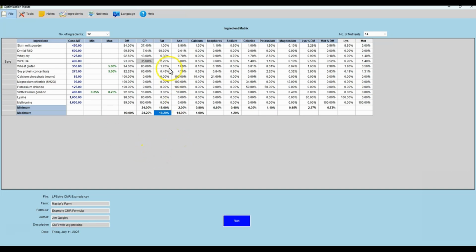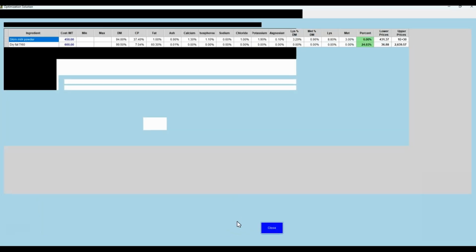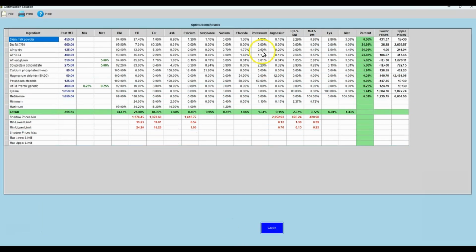Now that both the ingredient and nutrient specifications are set, it's time to run the linear programming engine. I click the blue button at the bottom of the page that says Run. This initiates the linear program. If there is a feasible solution, the results will be reported in a new window that's displayed above the ingredient matrix. In this case, I did achieve a feasible solution.